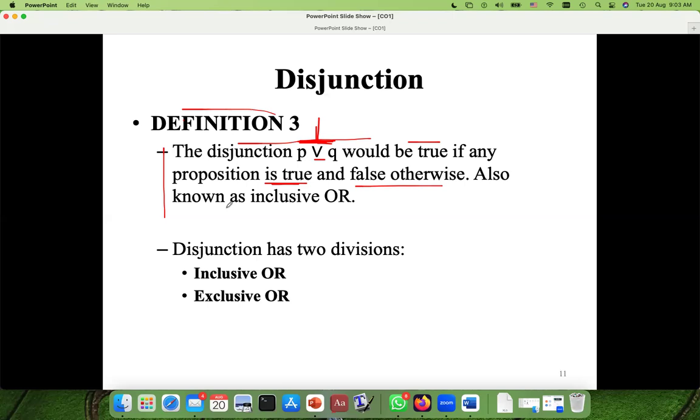We also call this "or" inclusive or. The name for it is simply "or" or inclusive or. These are the two names for the first category of disjunction. There are two divisions of this disjunction. One is inclusive or, which is mentioned here, and the other is exclusive or, which we will study next. Yeah, XOR, yes. Exclusive or.